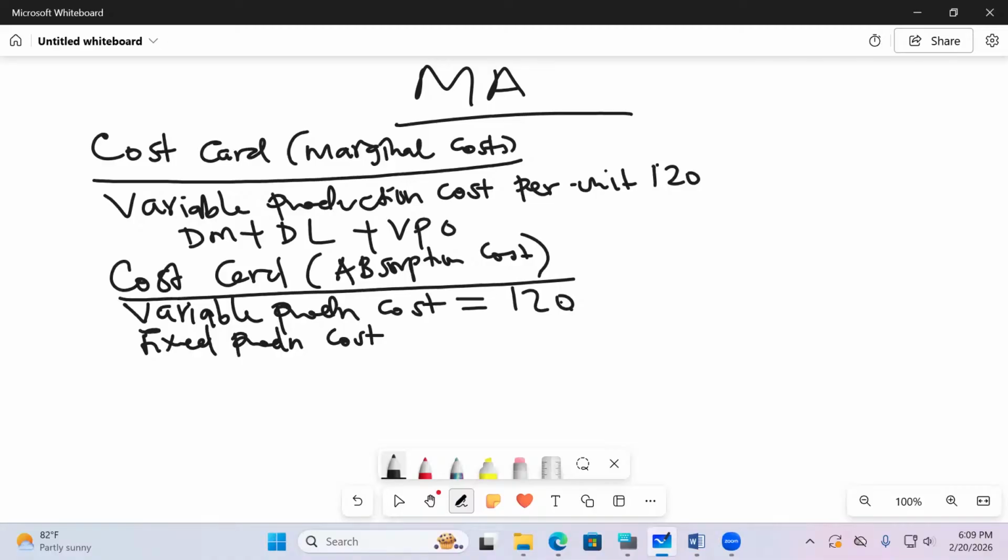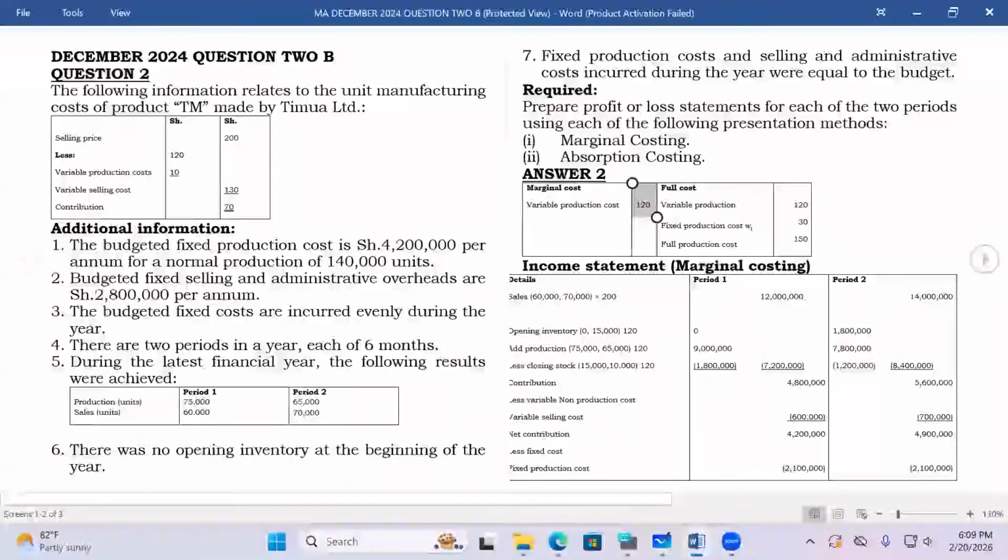For fixed production cost, what has this examiner told me? For fixed production overhead, look at note number 1. Remember, fixed expenses, because they're periodical, in most cases, they must be absorbed. So we must compute what we call OAR.